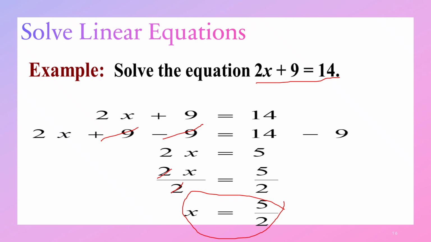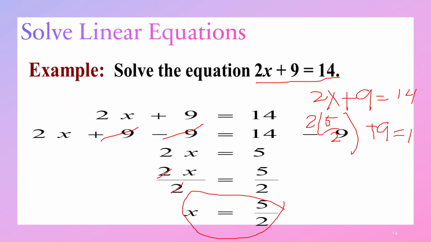Now, if you want to check your answer, you go back here to 2x plus 9 equals 14. So we have 2 times 5 over 2 plus 9 equals 14. Canceling this out, what remains is 5 plus 9. Therefore, 14 equals 14. So that is correct.